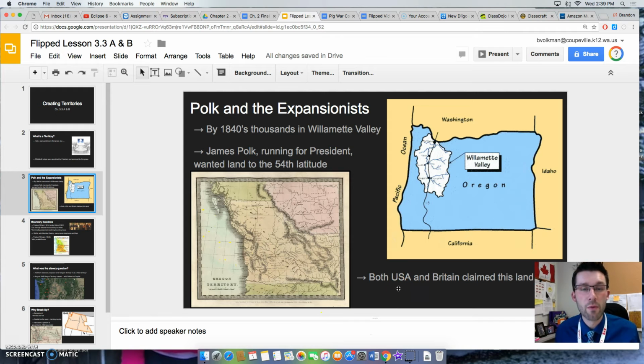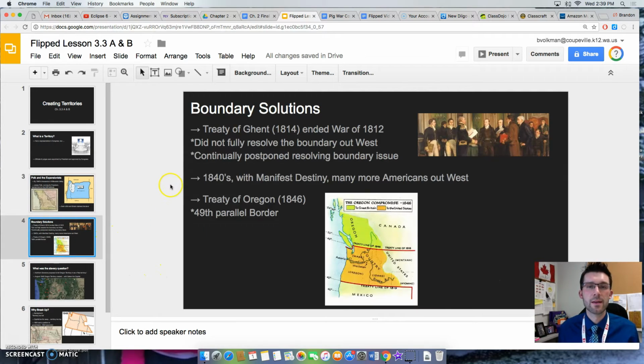Unfortunately, both the USA and Britain claimed the Oregon Territory as their own. Well, I have to give some background before we talk about how they figured out who was going to own this vast area in the Pacific Northwest.